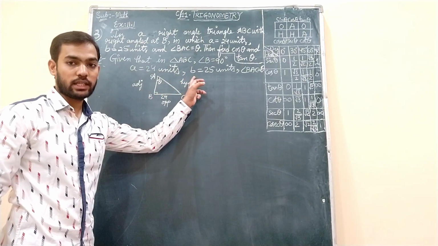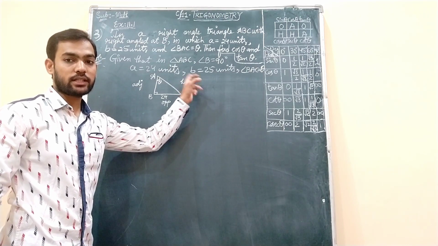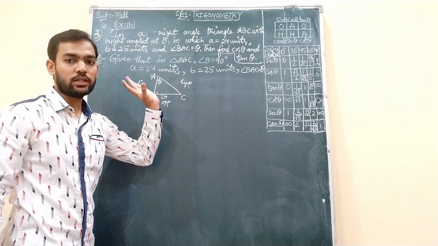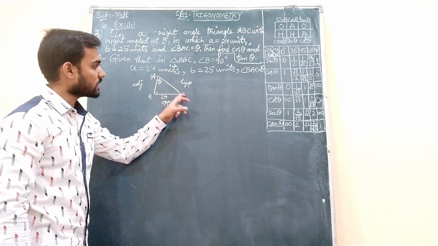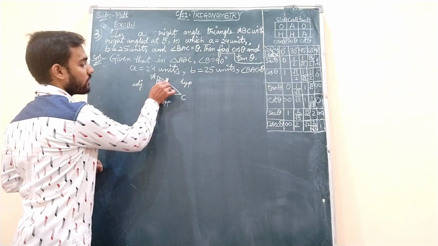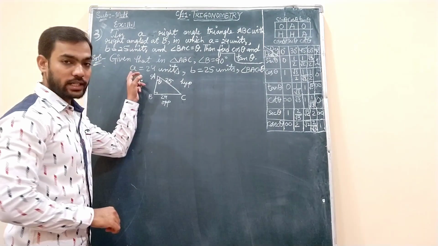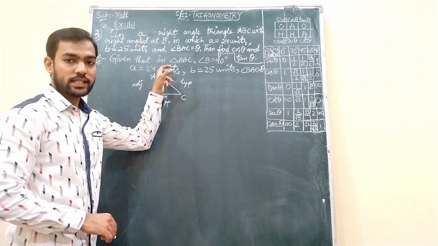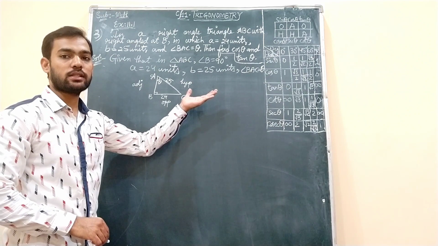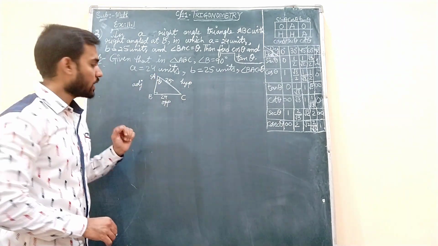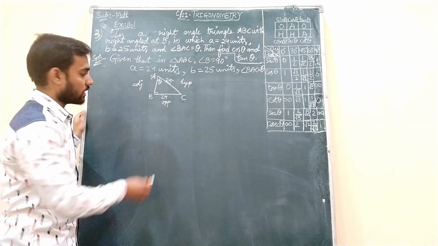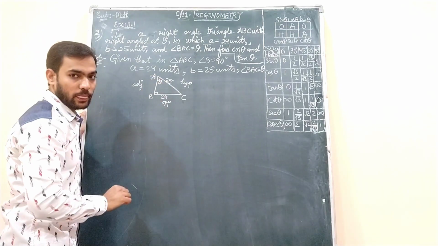Now B. B means which side? In triangle ABC you need to leave B, you will get AC. So this AC is here 25 units. Okay, understand students? A indicates side BC, B indicates side AC. If C is given, that indicates side AB. But here it is not given, so the AB side is missing.